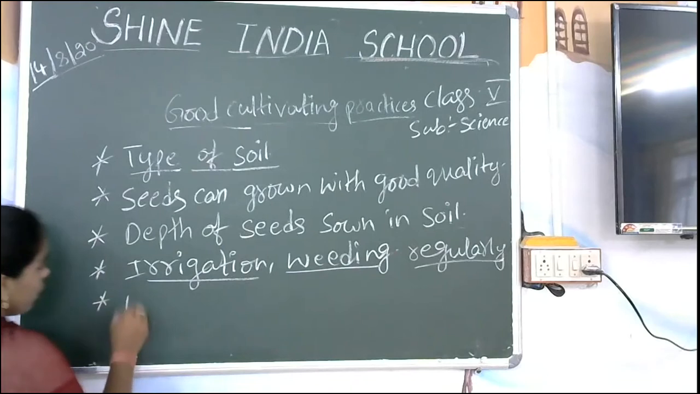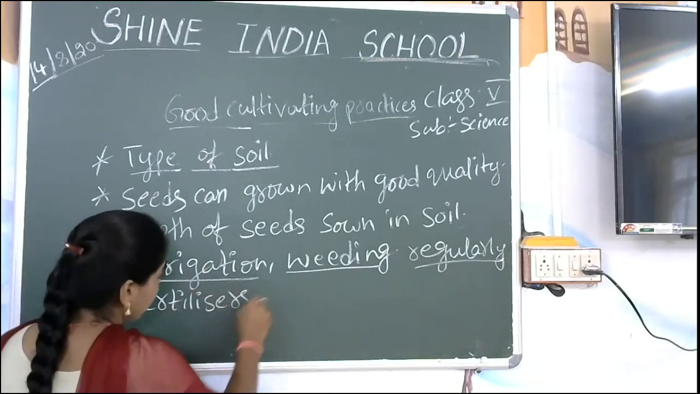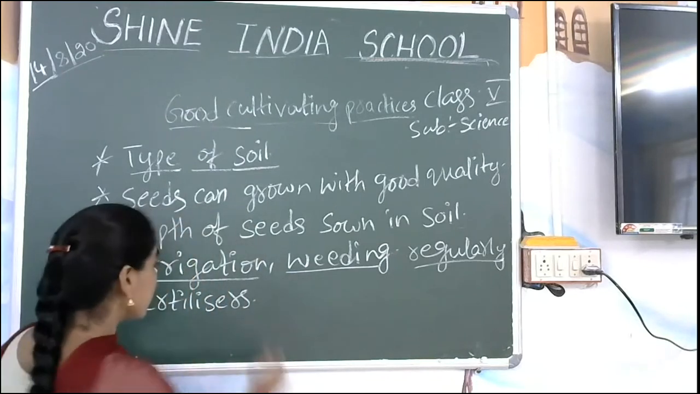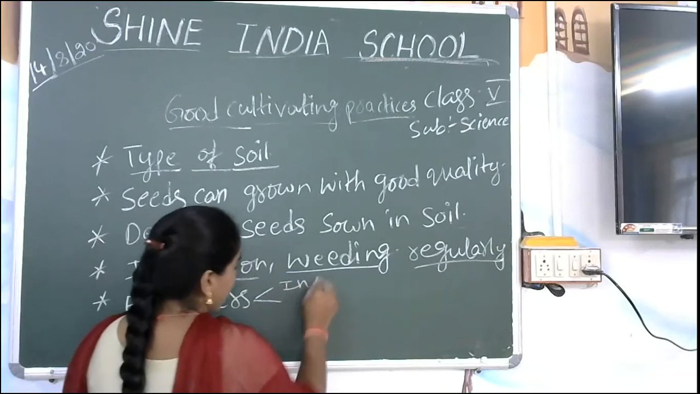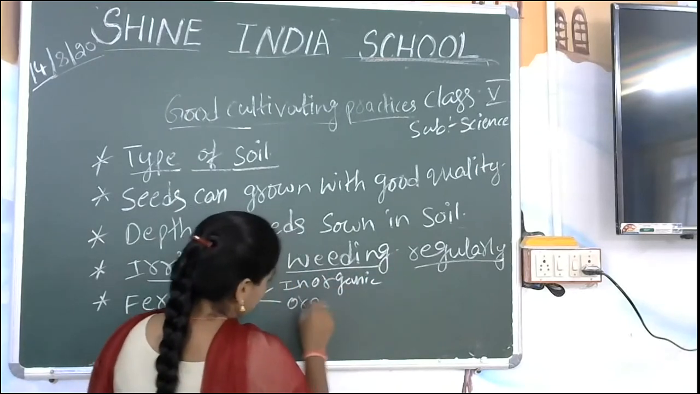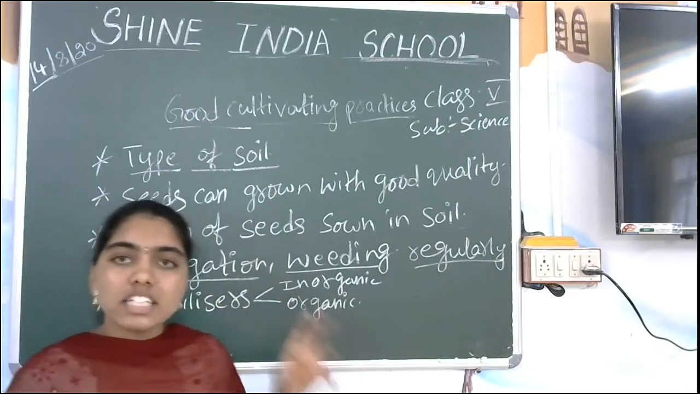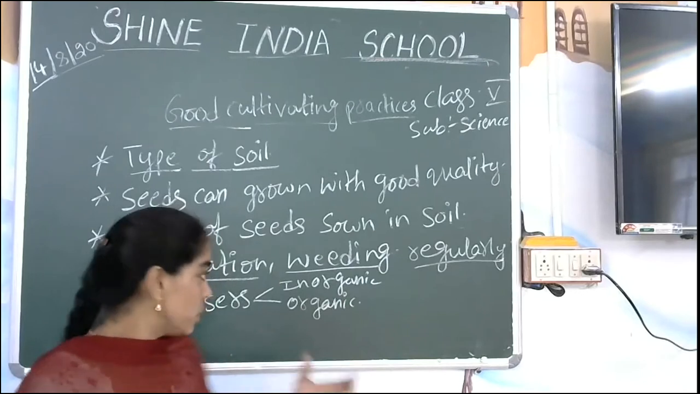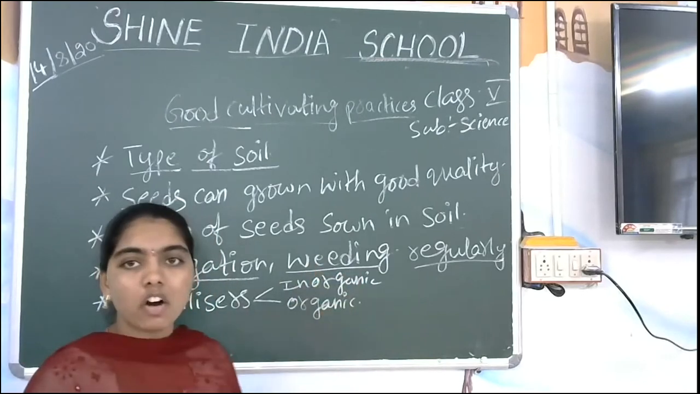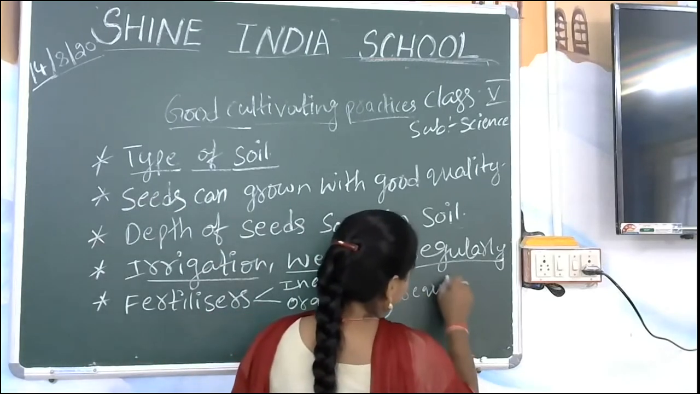What is the next one? Fertilizers. Yesterday we learned about fertilizers. What are the two types of fertilizers here? Inorganic and organic fertilizers. We have to give the fertilizers in the required amount, either of the inorganic or organic. We have to give in the required amount.